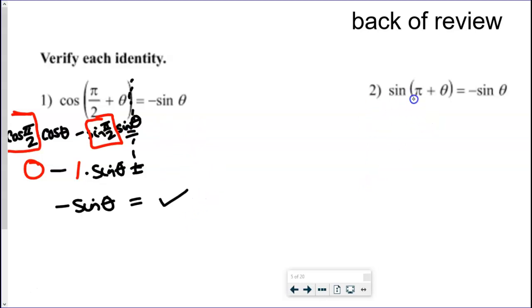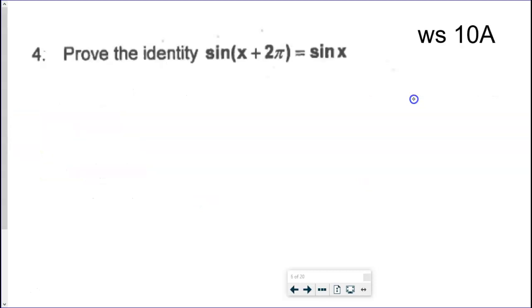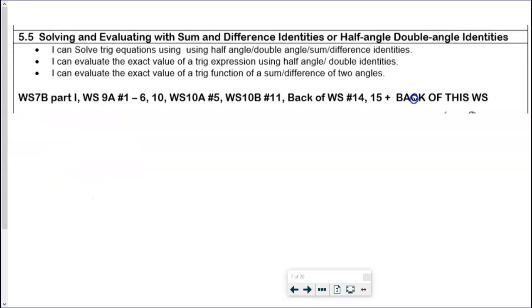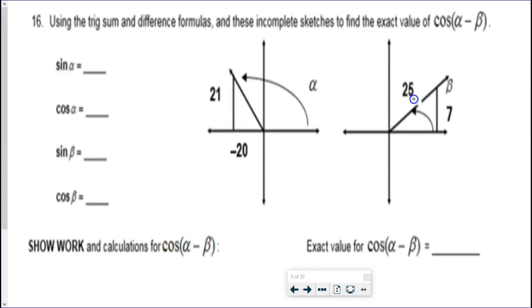Number 2 is very similar. Expand it with the sine of a plus b formula. I'm going to skip ahead for the sake of time, and let's go look at the next section. So now we're going to be solving and evaluating with the sum and difference and half angle and double angle identities. So same identities, but a different use of them. And this question is right on the review on the front. Watch your signs on the test.